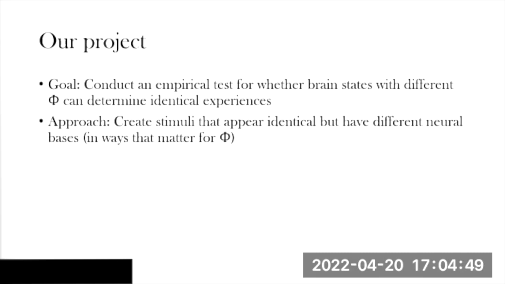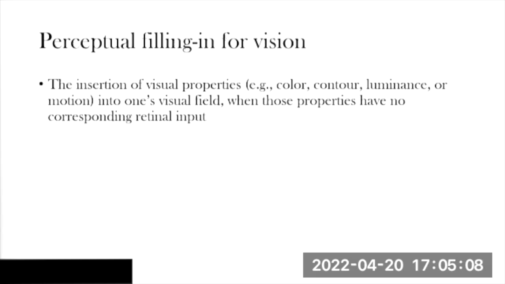And we tried to do this by creating stimuli that appear identical, but have different neural bases in ways that matter for integrated information, which I'll go into a bit later. The stimuli that we created we're calling filled, non-filled pairs. And these stimuli make use of a phenomenon called perceptual filling in. To give some background, perceptual filling in for vision is the insertion of visual properties, for example, contour, luminance, motion, into the visual field when those properties don't have any corresponding retinal input. This isn't a perfect definition, but this is our working definition.